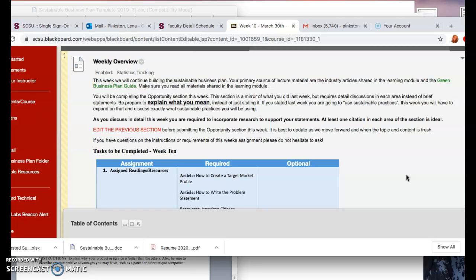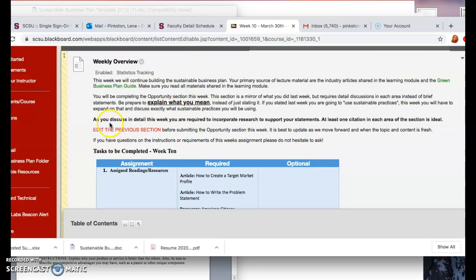Overview. You all need to read the overview, okay? Make sure you look at the highlighted items. Business plan guide is there as a resource. You need to explain what you mean this week. You're not going to just state it. Last week, you just stated very briefly the summaries for those areas. Now you have to explain in detail, give examples for what you mean.